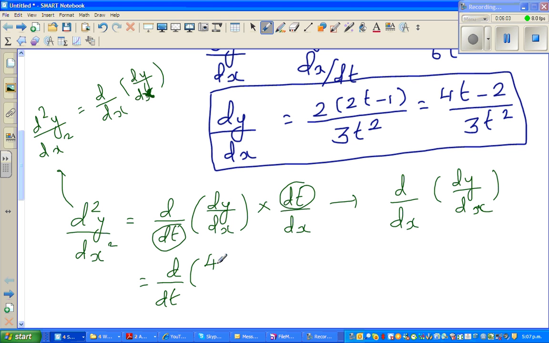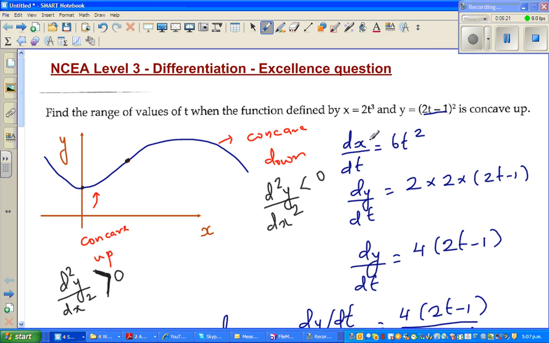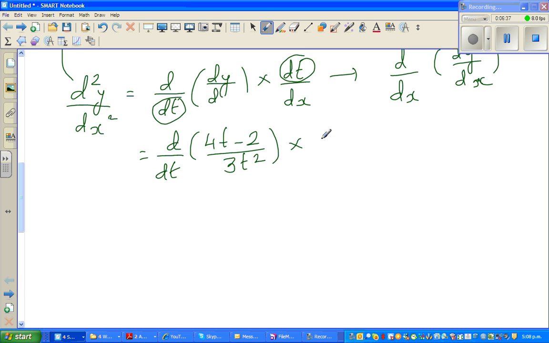We know it is 4t, 4t minus 2 over 3t squared, times... what is dx by dt? So dt by dx. We know dx by dt is 6t squared, so can I say dt by dx would be 1 over 6t squared? So I'm going to write this here: times dt by dx is 1 over 6t squared.